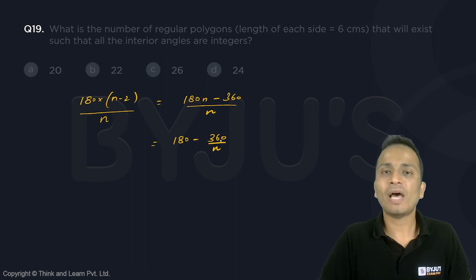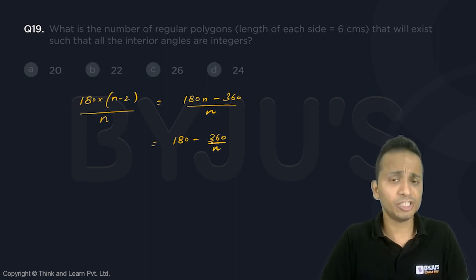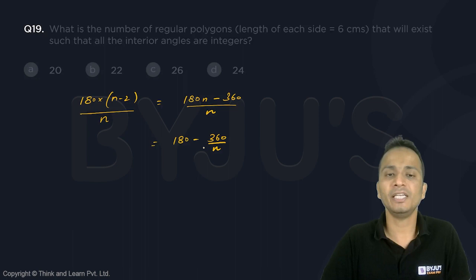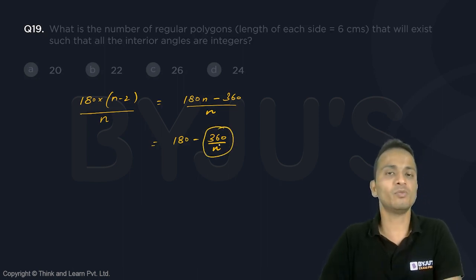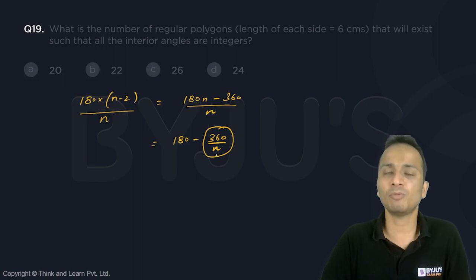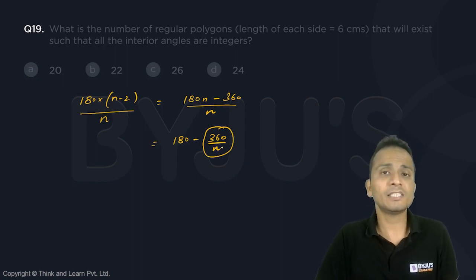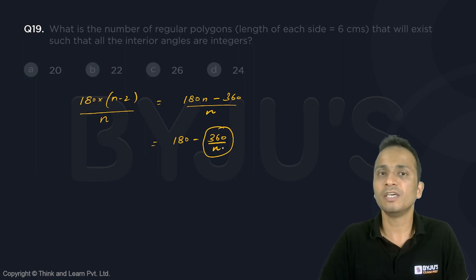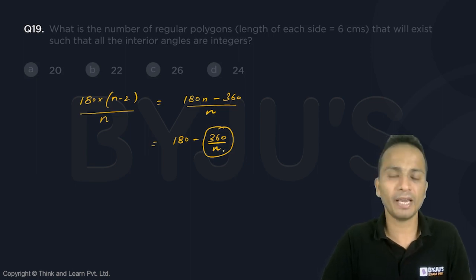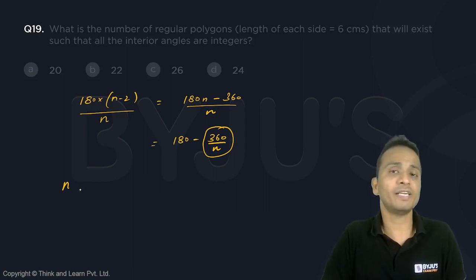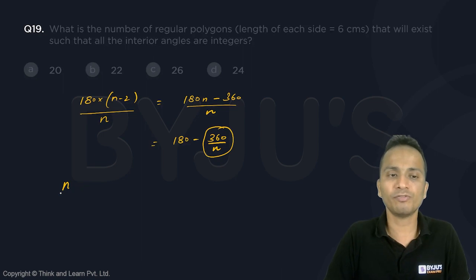Now, this entire value will be an integer if this second term here will be an integer. That means 360 upon n will be an integer, and 360 upon n will be an integer if 360 is completely divisible by n. Okay, so that means n will be a factor of 360. So let us try to find out the number of possible values of n. The number of possible values of n will be all the factors of 360.